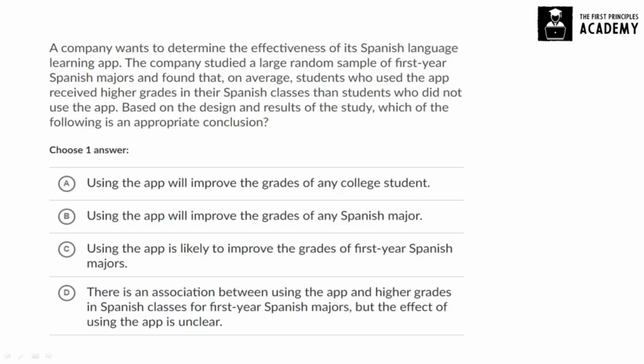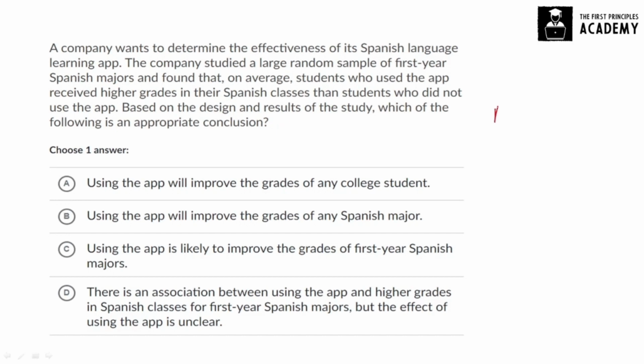So a company wants to determine the effectiveness of its Spanish language learning app. The company studied a large random sample of first-year Spanish majors and found that, on average, students who used the app received higher grades in their Spanish classes than students who did not use the app. Based on the design and results of the study, which of the following is an appropriate conclusion?